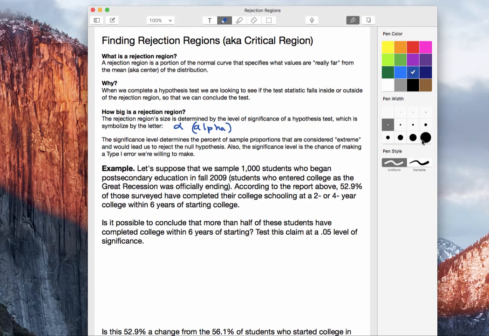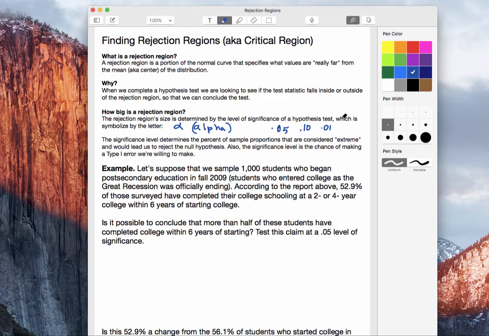Some common levels of significance that you'll find: 0.05, 0.10, 0.01. And you'll notice that these are kind of similar to what we've done with confidence intervals: 95%, 90%, 99%. These are all common values for your level of significance. And so it's going to be like finding critical values in a way for those confidence intervals.